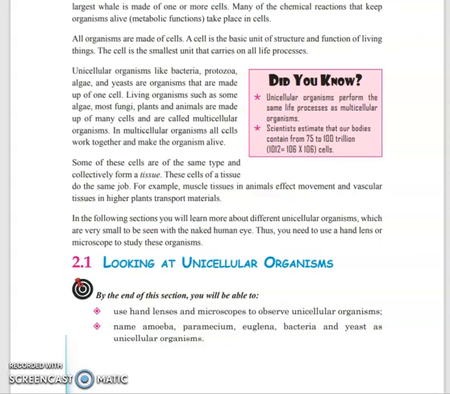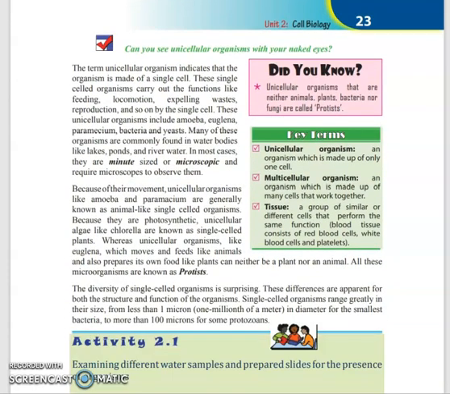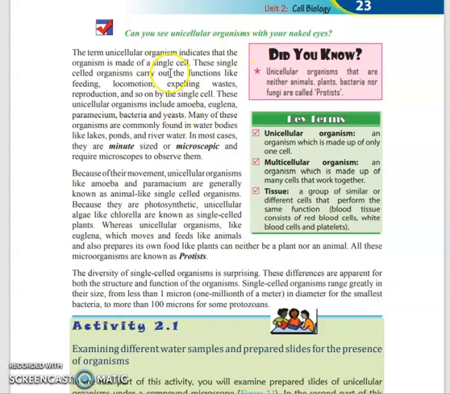So in this unit, we're going to see different unicellular organisms, and they are very small to see with our naked human eye. So they need the use of a hand lens or a microscope to be able to identify them. Now we're going to be looking at unicellular organisms. The term unicellular organism indicates that the organism is made up of a single cell, and these single-celled organisms carry out functions like feeding, locomotion, which is movement, expelling waste, and reproduction, and so on, by the single cell. Even though it's just a single cell, they carry out all these functions.